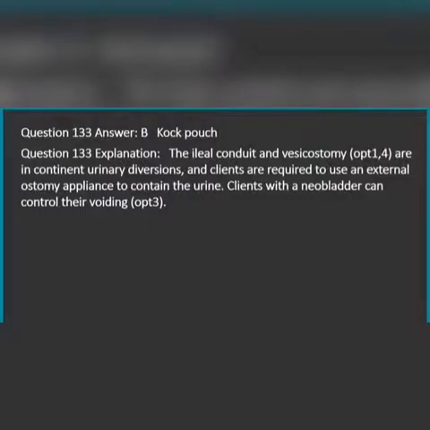Cock pouch. Question 133. Explanation: the ileal conduit and vesicostomy, Opt 1, 4, are incontinent urinary diversions, and clients are required to use an external ostomy appliance to contain the urine. Clients with a neobladder can control their voiding. Opt 3.